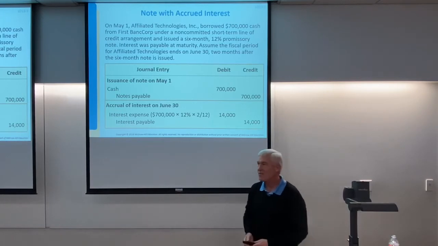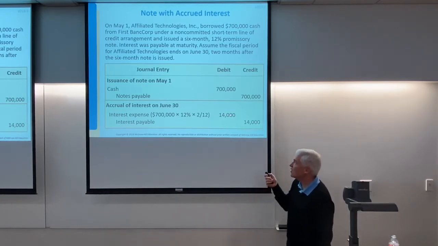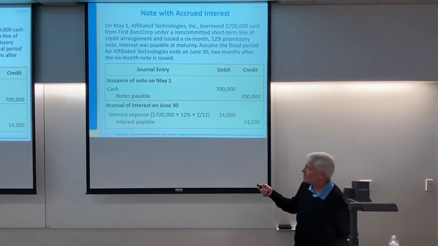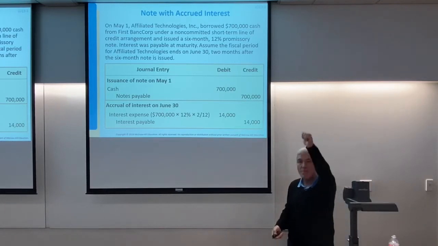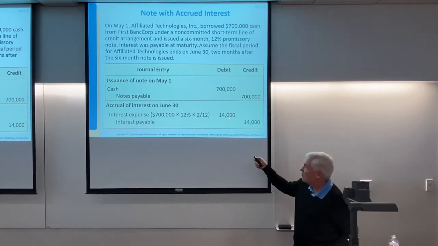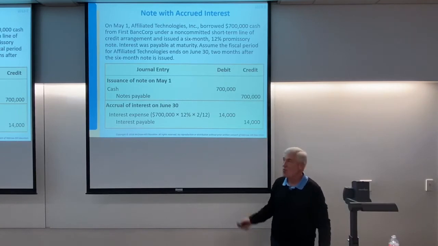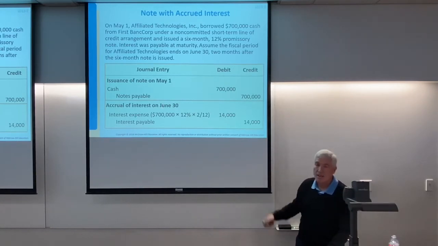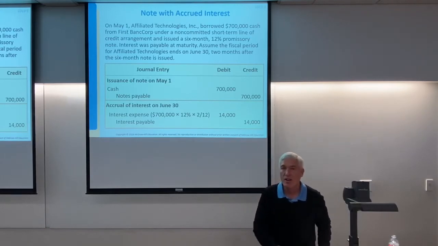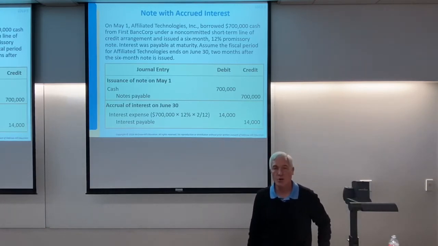Therefore, what do we have to do? We've got to accrue that interest expense and credit an interest payable. Debit interest expense, $700,000 times 12% times May, June, 2 months divided by 12, $14,000. That goes right to our income statement. If we did not do this accrual entry, we would have missed interest expense that we did incur prior to June 30th.